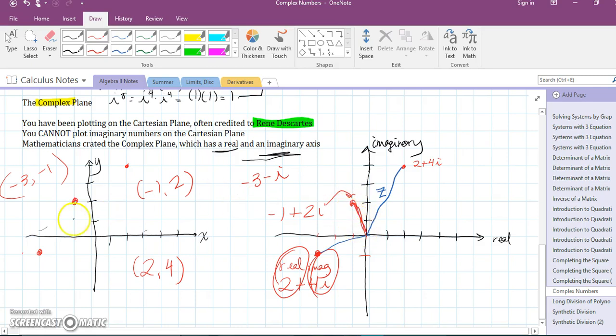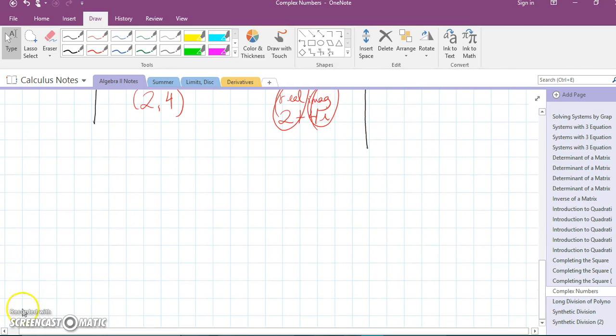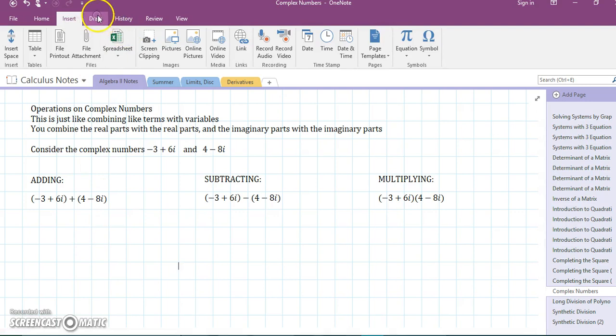So there's your complex plane, and you can plot all kinds of complex numbers on it. Again, real is horizontal, imaginary is vertical. The last thing I want to talk to you about are operations on complex numbers. This is going to be just like combining like terms with variables, which you did for many, many years. The only difference is there's going to be an i instead of an x here. As long as you keep this in mind, you'll be good to go.